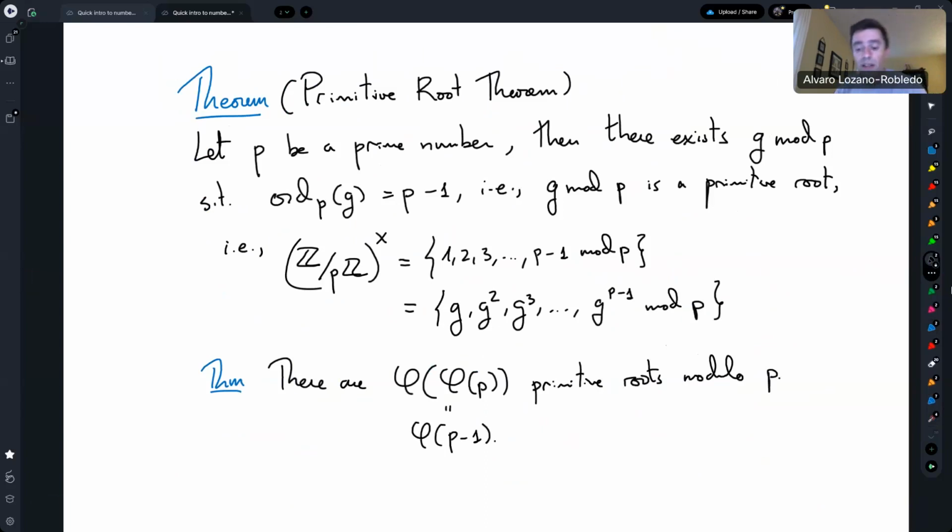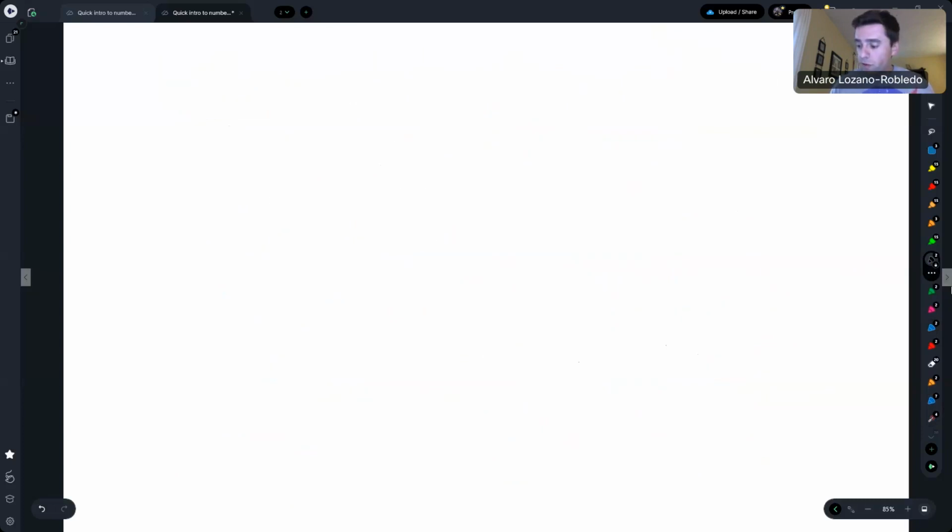However, finding primitive roots is very hard, and it's a difficult problem. We have conjectures about primitive roots, but we don't have a good algorithm to find a primitive root. Okay, very good.